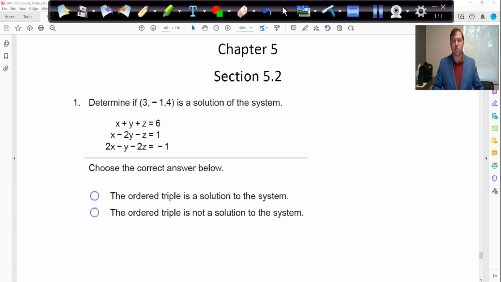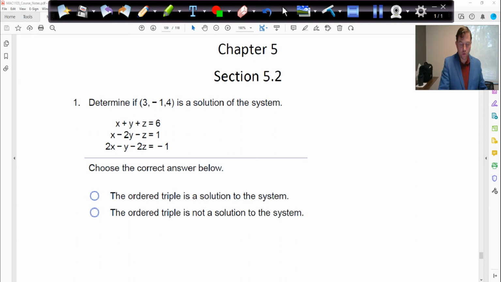Okay, in chapter 5, we're going to cover two sections, section 5.2 and 5.5. And we'll start with 5.2 today. So 5.2 is going to be solving multiple equations at once. And this is called a system of equations.